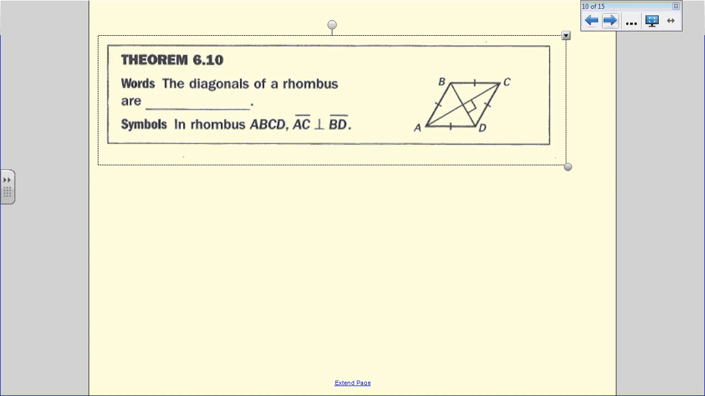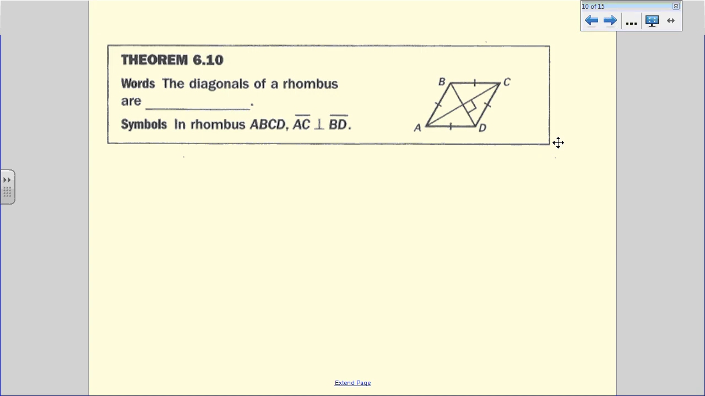All right, theorem 6.10. So these are things that we can go back and prove. But the theorems of a rhombus: the diagonals of a rhombus bisect each other because it's a parallelogram, so it still has that property. But what we know is that they are perpendicular.